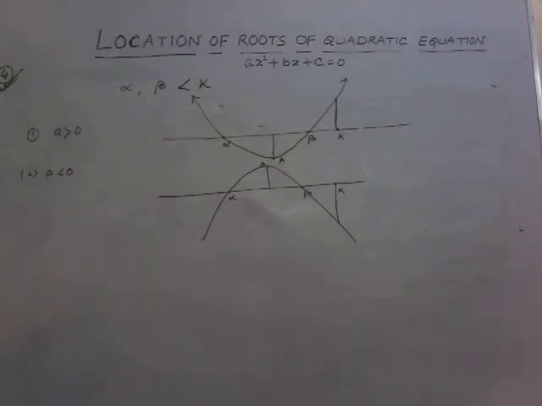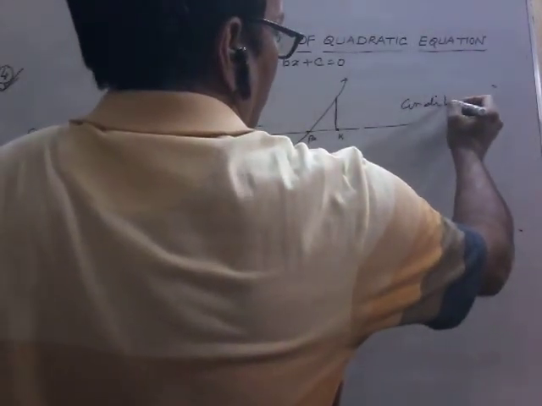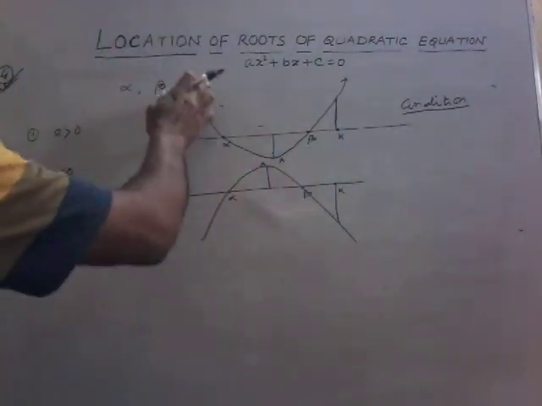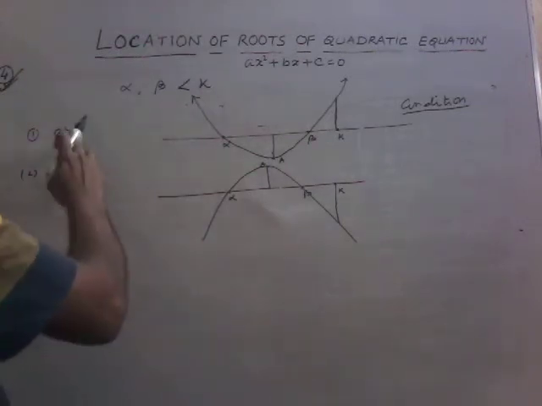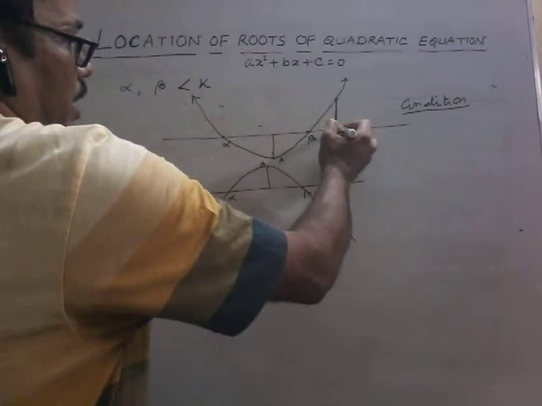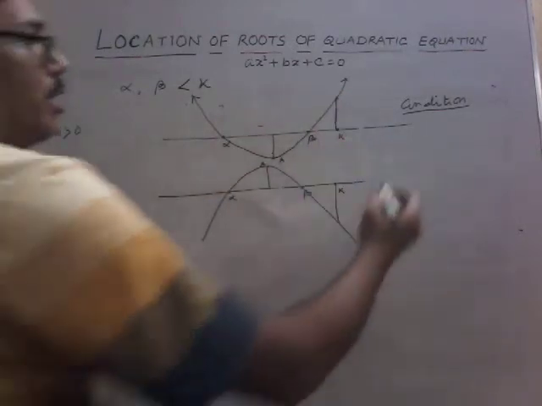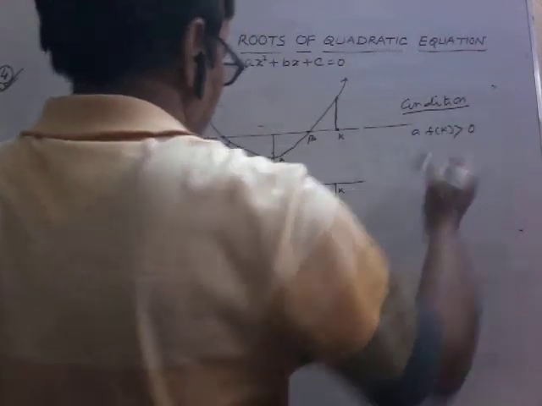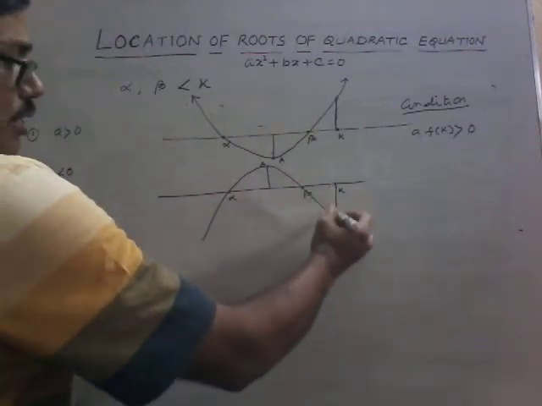So look, for figure 1, what is the graphical condition? The condition is that both the roots are less than K. So a greater than 0, this is Fk. Fk is positive, this ordinate. So a into Fk greater than 0. For the second one, a less than 0 and this is negative.